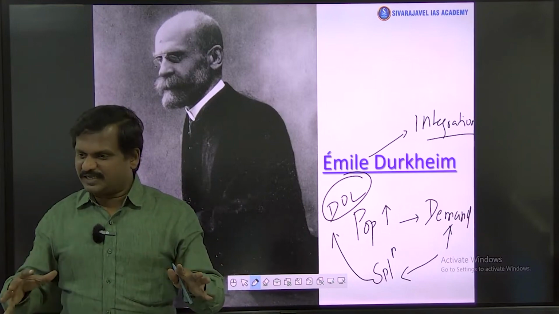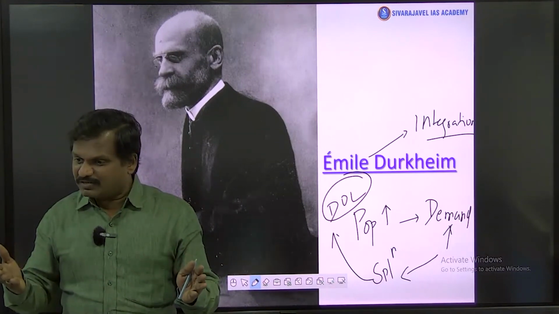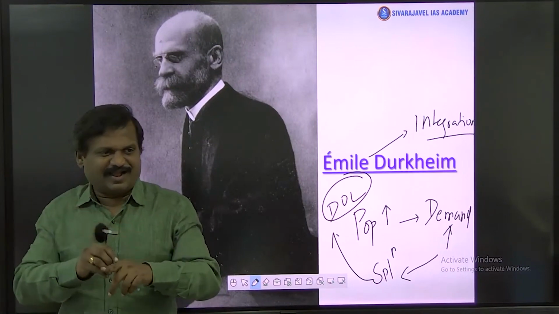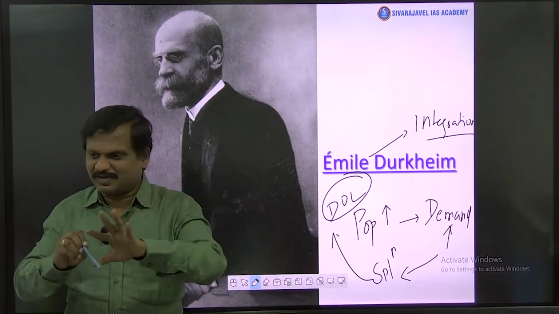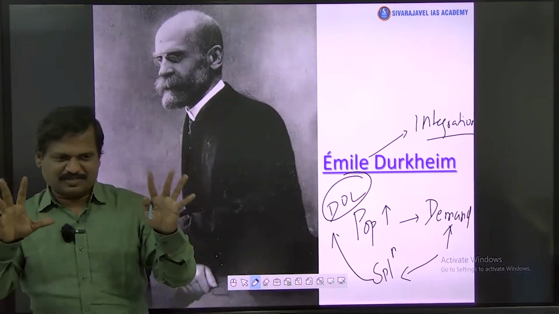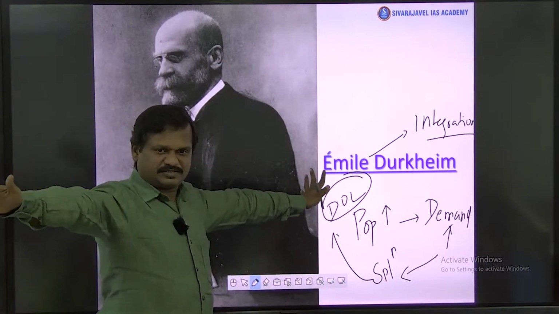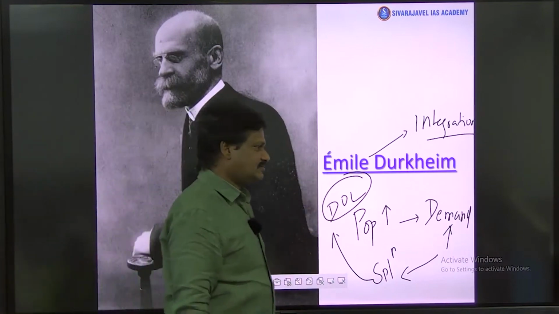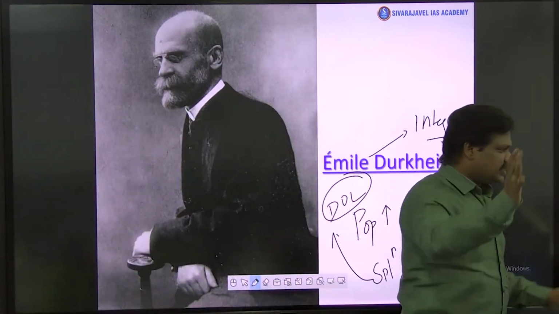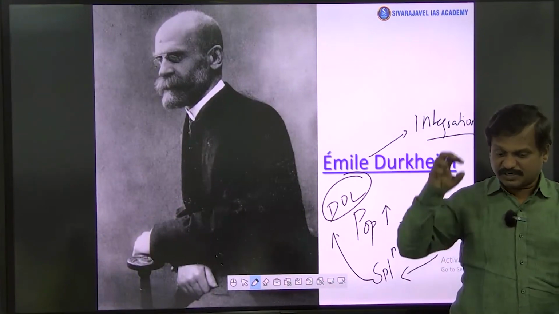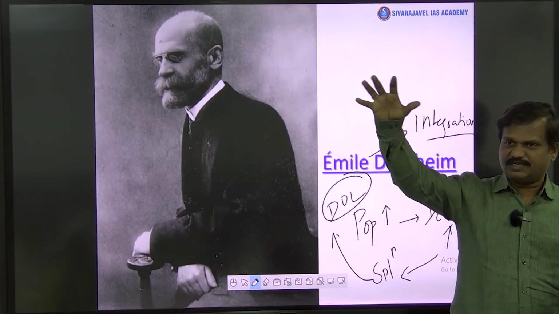So specialization is needing what? Integration. And this is the sociology of Durkheim. That's all. Durkheim is this one-liner. Specialization will bring integration. So specialization is not individualism. Specialization means integration.